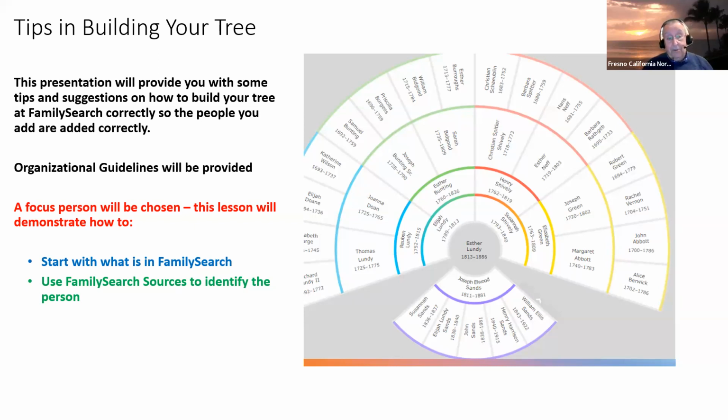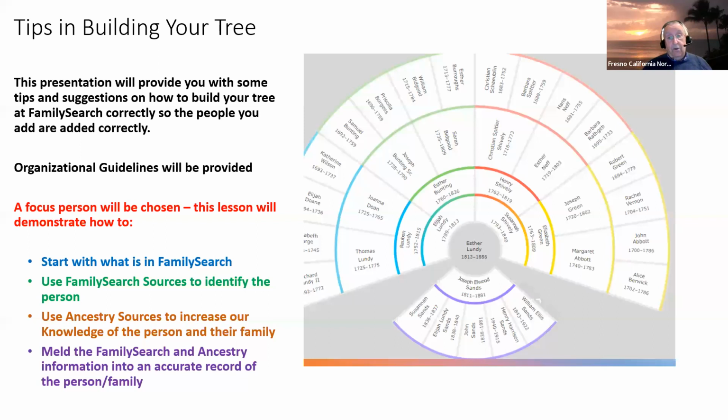So we want to learn how to use our FamilySearch sources to help identify this person to make sure they're for real. And then once we've exhausted FamilySearch sources, use Ancestry sources to help us increase our knowledge on this person, and then ultimately meld all this information that we've learned together and update FamilySearch. So this is kind of the pattern that we want to talk about. It's a good pattern to teach new patrons. I know it's something that some patrons aren't interested in.